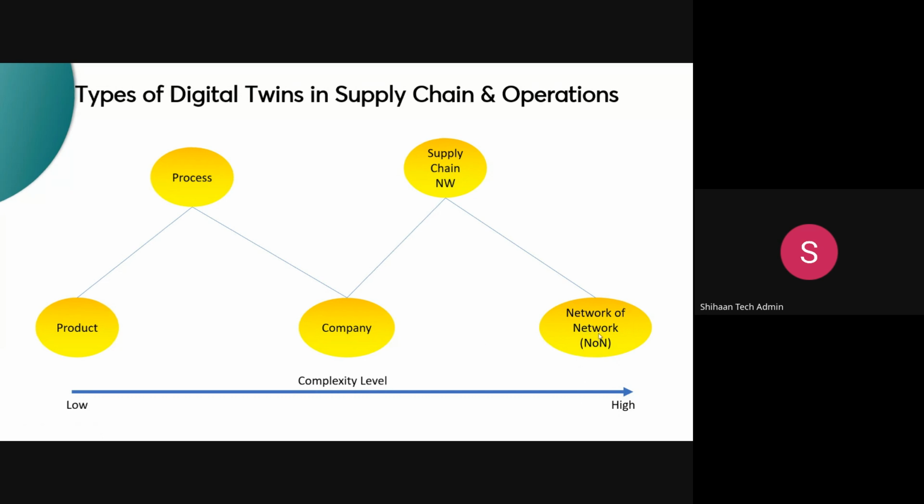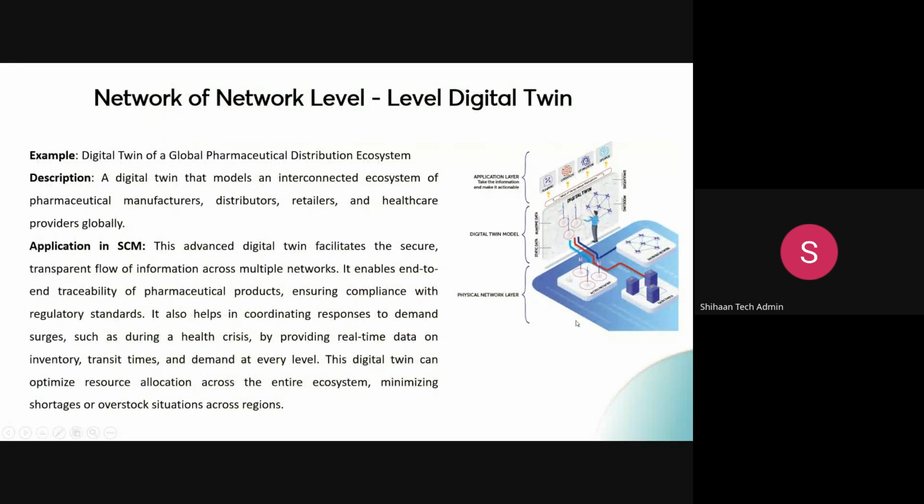Network of networks means a global distribution channel. You can think of an example of a digital twin of a global pharmaceutical distribution ecosystem, wherein you have multiple entities like manufacturers, distributors, retailers, and healthcare providers globally. Think of Amazon. For this kind of ecosystem, you need very advanced analytics and very advanced digital twin facilities to take decisions and to understand the flow of information across the multiple networks. It is a very complex thing.